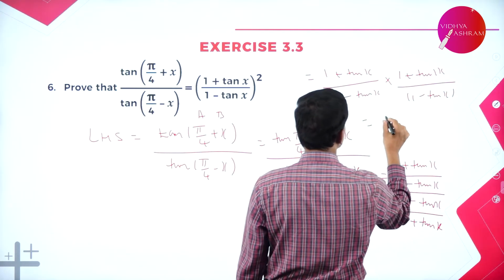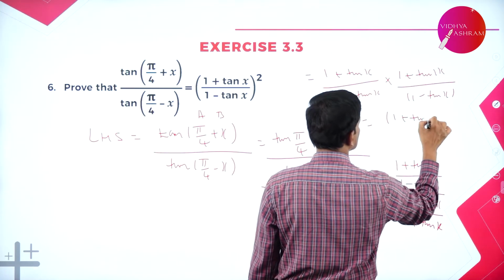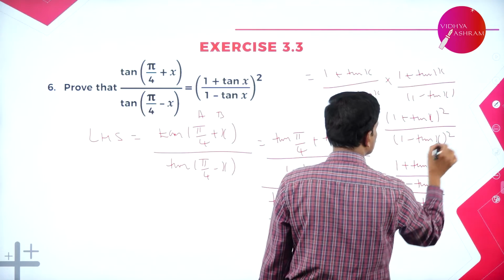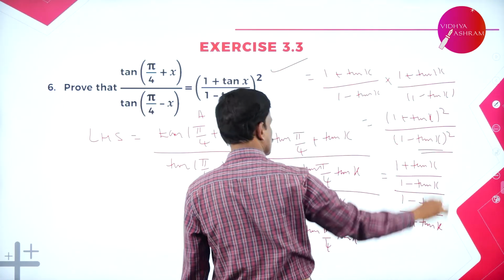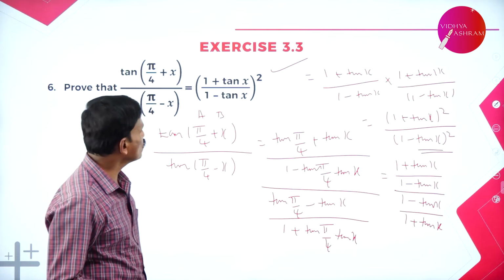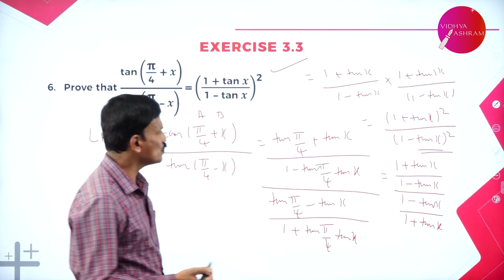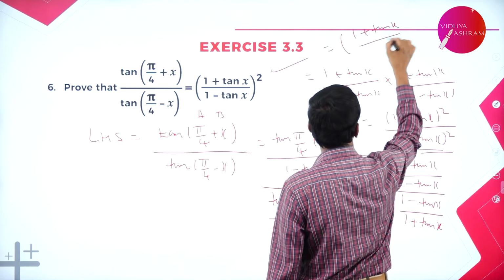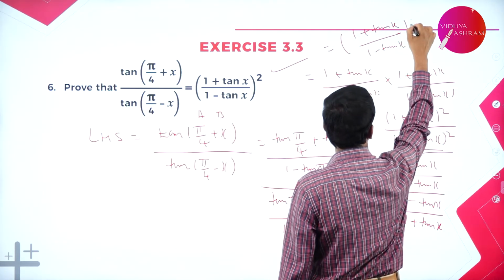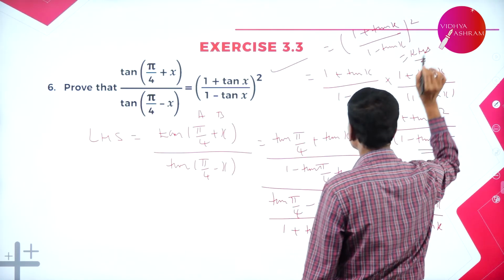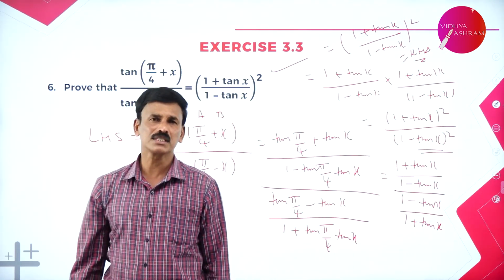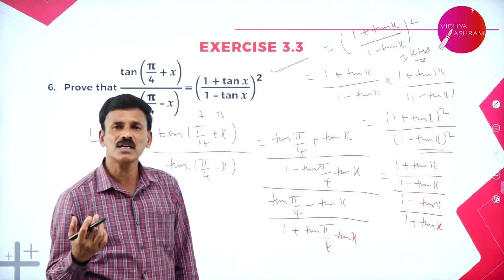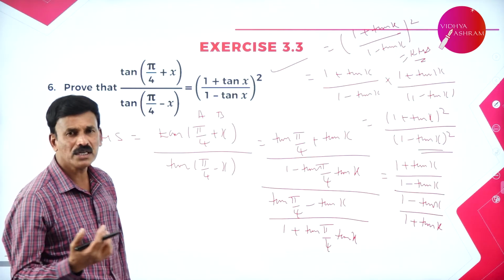So we can write this as 1 plus tan x into 1 plus tan x, which is (1 plus tan x) whole square divided by (1 minus tan x) whole square, which is the required RHS. See, what is RHS? (1 plus tan x divided by 1 minus tan x) whole square. That's it. Very simple problem it is. Just substitute the tan(A+B), tan(A-B) formula and substitute the value of tan 45 as 1. Simplify, you will get the answer.